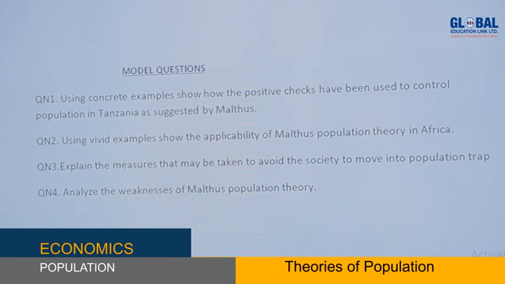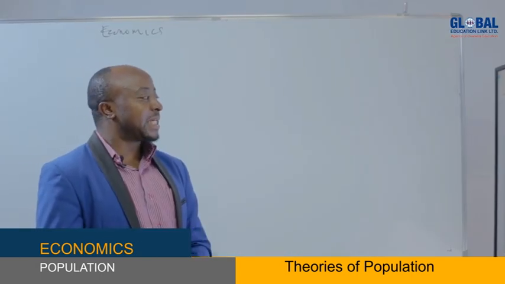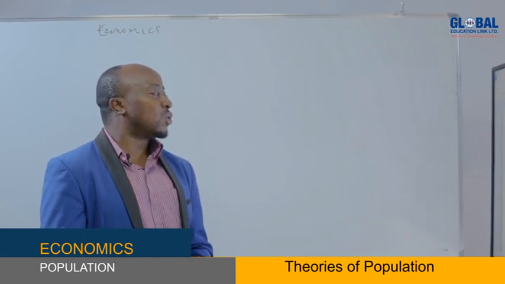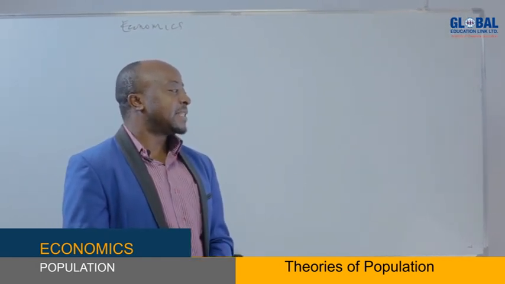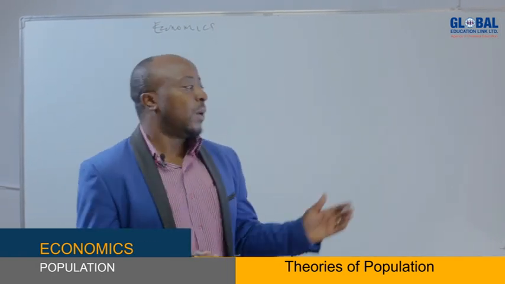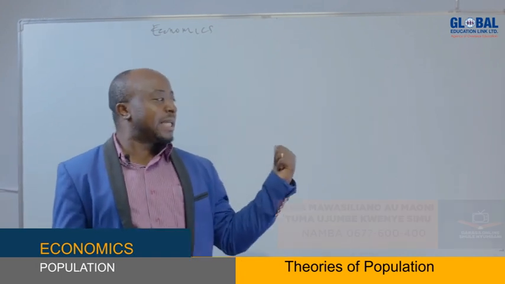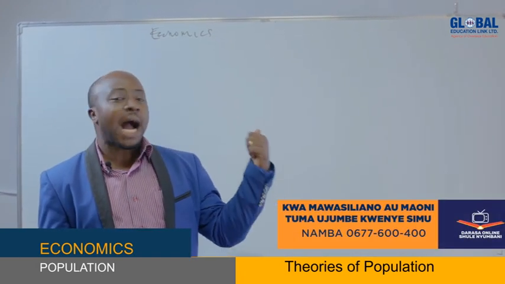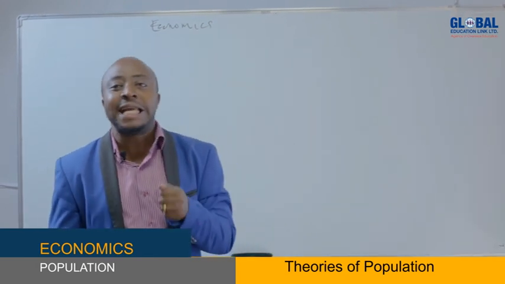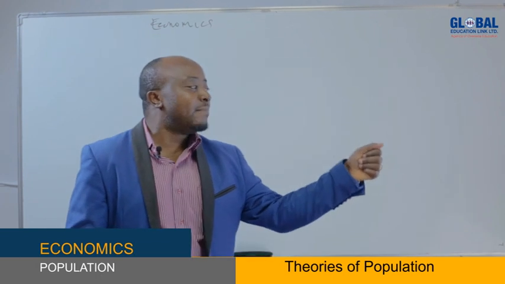Using concrete examples, show how the positive checks have been used to control population in Tanzania as suggested by Malthus. So now, let us come back to what we discussed. Because the question is asking to show how the positive checks have been used to control population in Tanzania as it was suggested by Malthus.